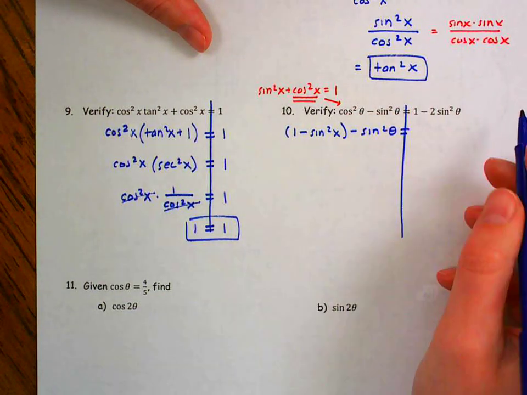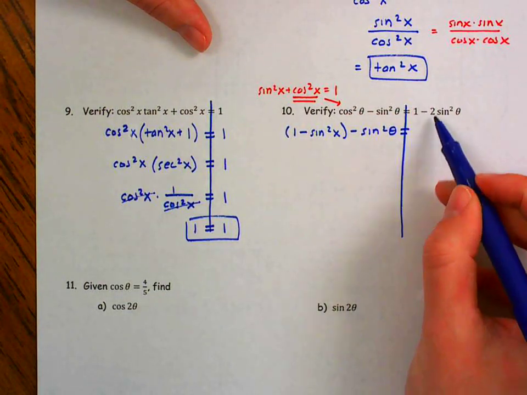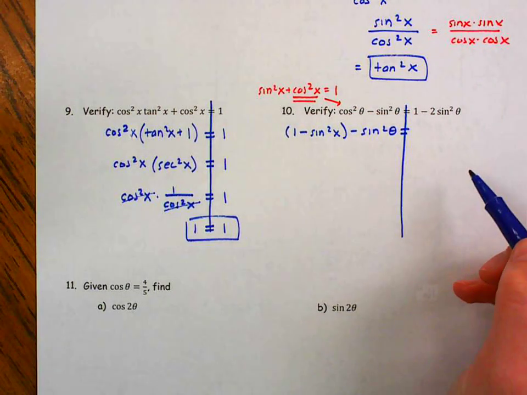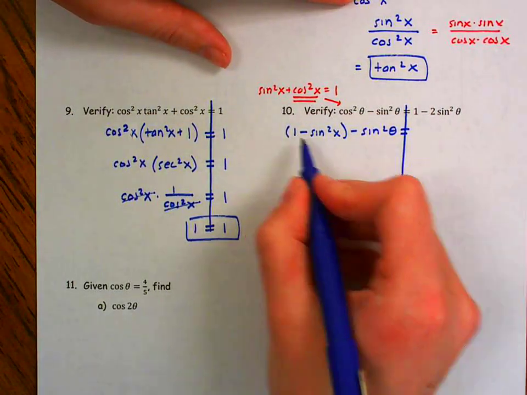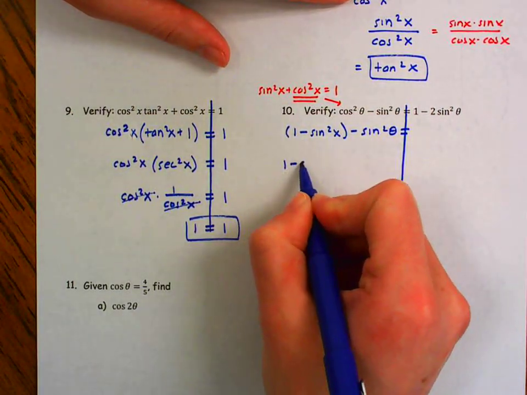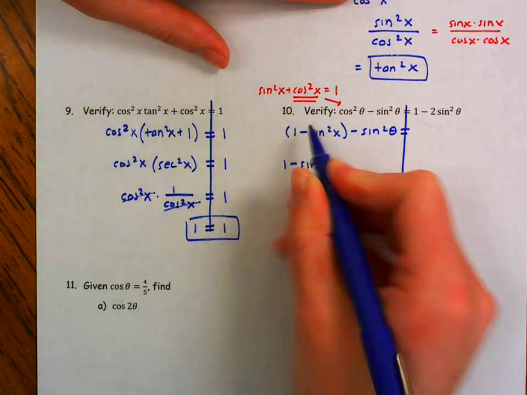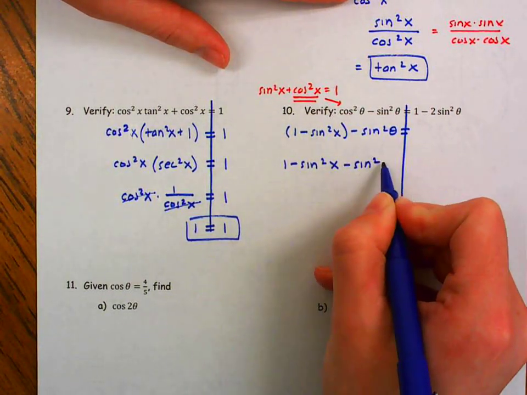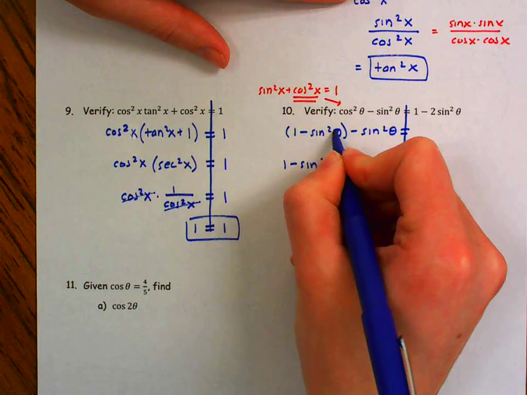I will let you not write this side each time if it's the one you're not changing, but you do need to put it back at the end. So really what I have is 1 minus sine squared x. There was nothing to distribute in the front. Minus sine squared x. Sorry, I've been using x's. I should be using thetas.